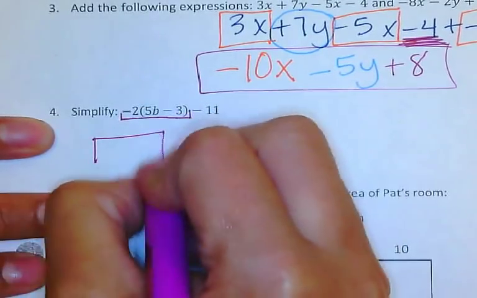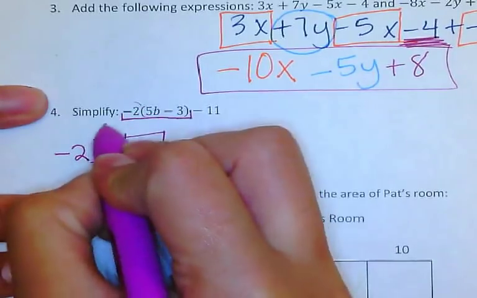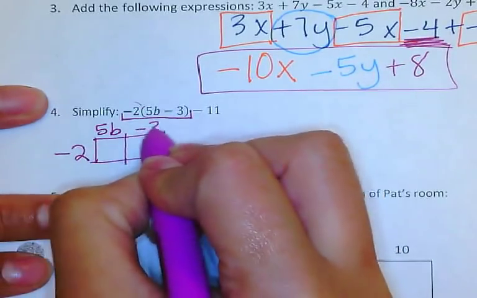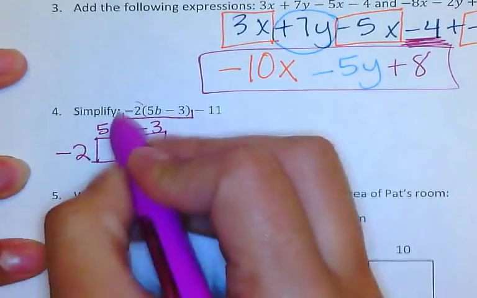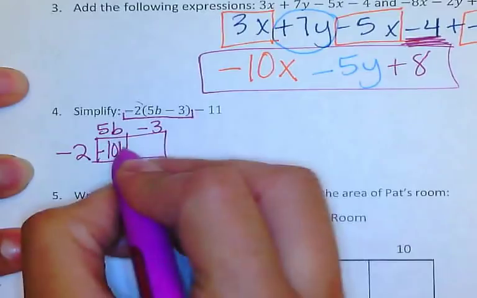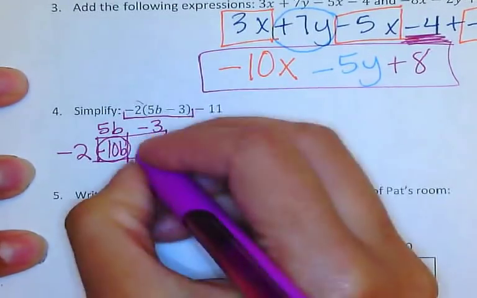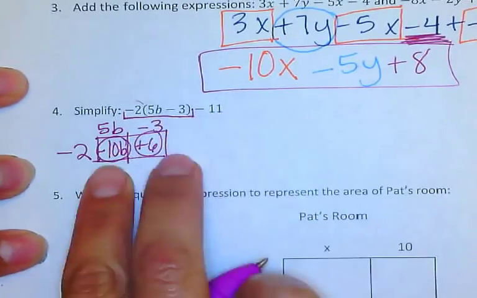I'm going to use the box or tabular method. This negative 2 goes on the outside. Over here I have 5b, and I have negative 3 over here. So then I multiply. Negative 2 times 5 is negative 10b, and I circle that answer. Negative 2 times negative 3 is positive 6, and I circle that answer.